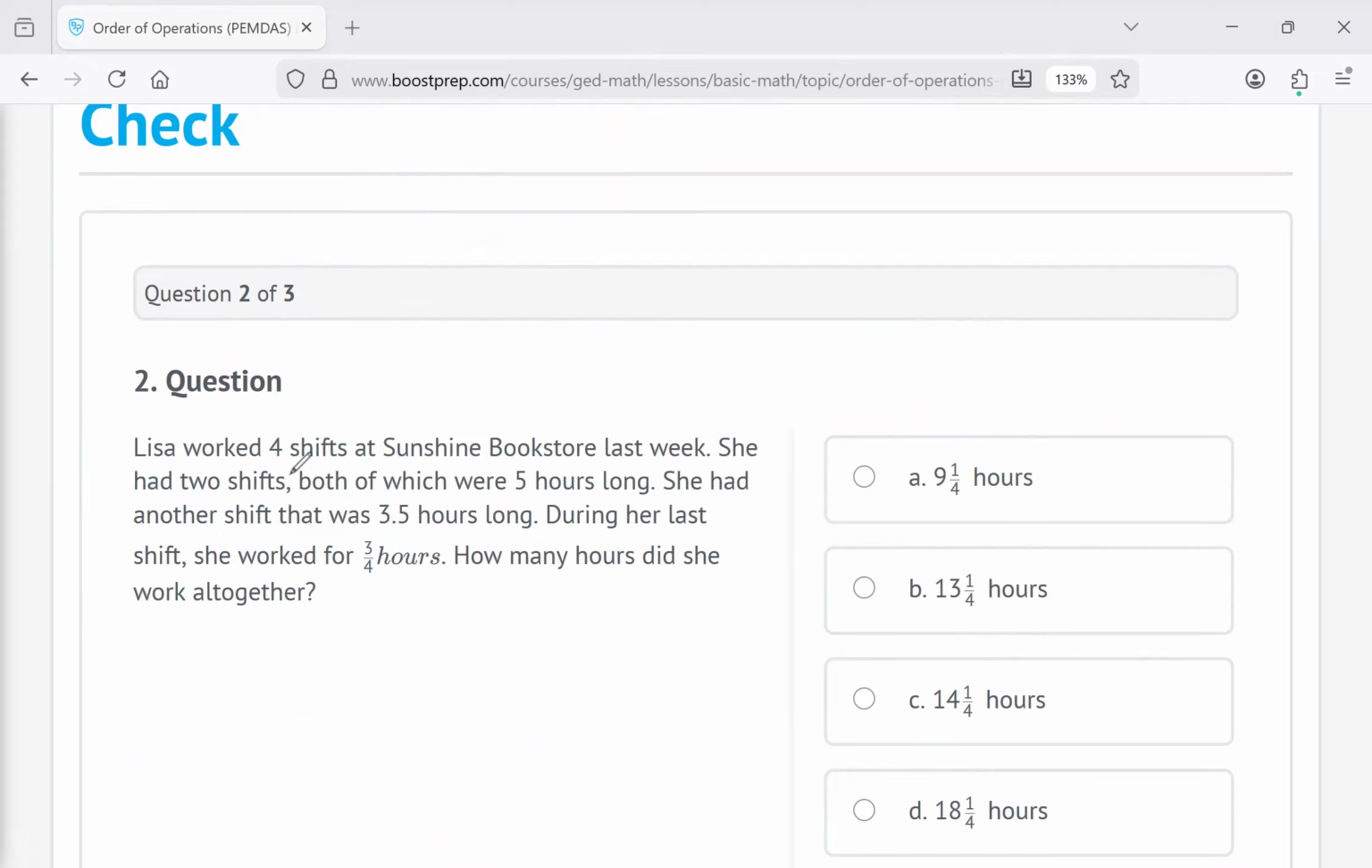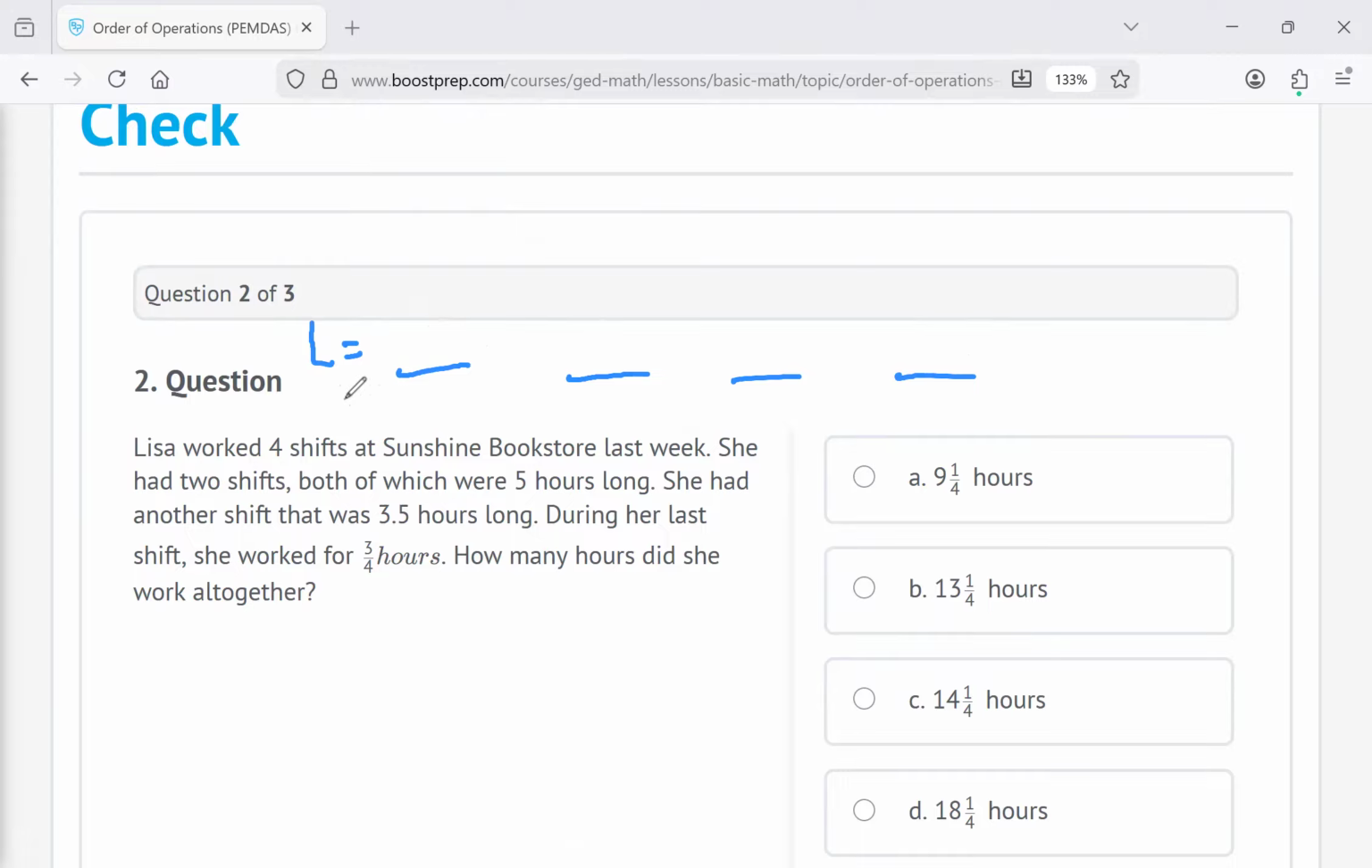Okay, question 2 says Lisa worked 4 shifts at Sunshine Bookstore last week. She had 2 shifts, both were 5 hours long. She had another shift that was 3.5 hours long. During her last shift, she worked 3/4 hours. How many hours did she work altogether? So imagine Lisa, she had 4 shifts. One, two, three, four.